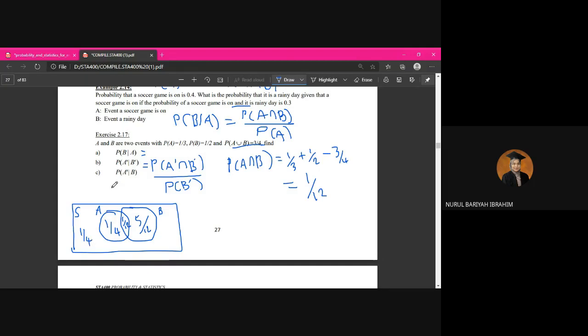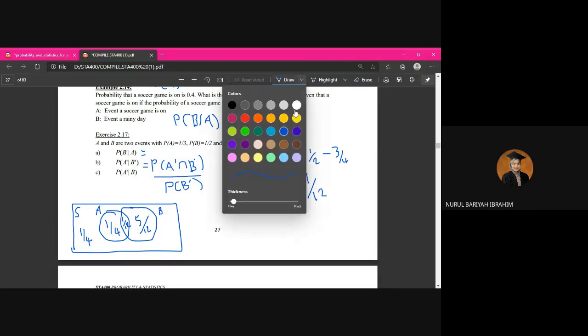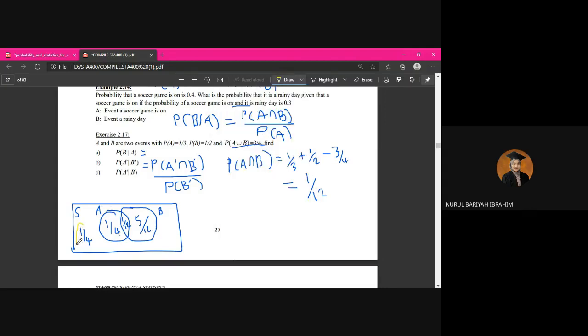Okay, so what we need to do is find this A complement intersect B complement. Which one? A complement intersect dengan B complement. Selain dari A intersect dengan selain dari B. So the value of this one will be actually this. Actually, this is the value of probability of A complement intersect B complement, divided by probability of B complement, which will be 1 over 2.